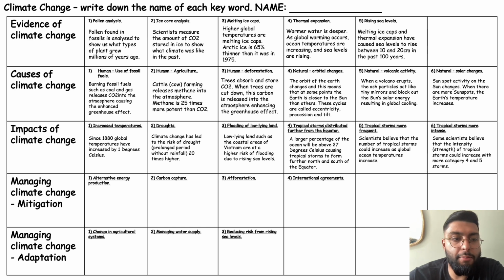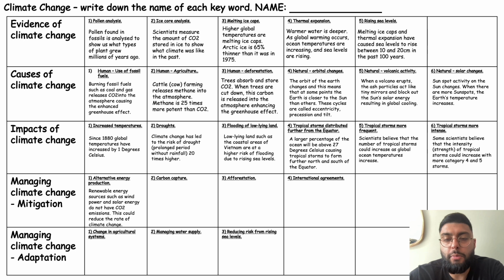So, looking at our mitigation strategies, a reminder, these are the ones that are going to remove greenhouse gases. The first one is alternative energy production. So renewable energy sources such as wind power and solar energy do not have CO2 emissions, and that could reduce the rate of climate change as we're not putting those greenhouse gases into the atmosphere.